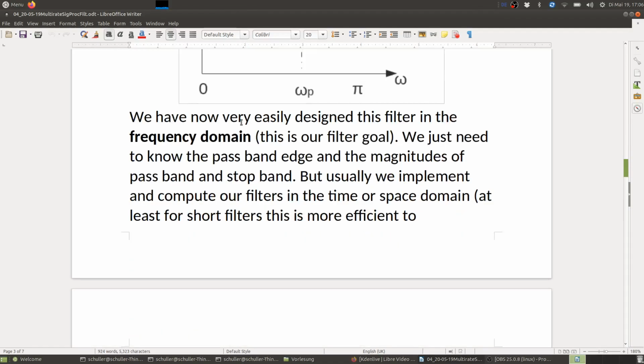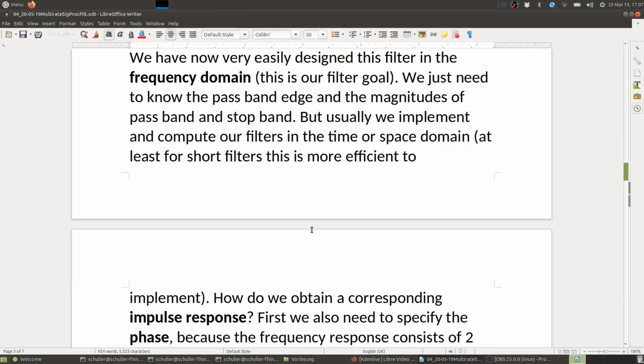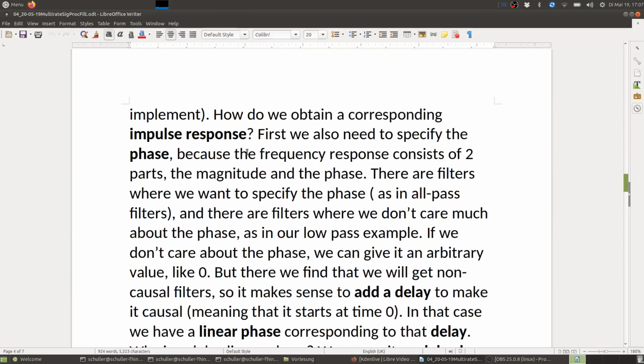So we have now very easily designed this filter in the frequency domain. So this would be our filter goal, right? It's easy to wish for the perfect thing. We just need to know the pass band edge and the magnitudes of the pass band and the stop band. But usually we implement and compute our filters in the time or space domain, at least for short filters. This is more efficient to implement. So how do we obtain a corresponding impulse response?